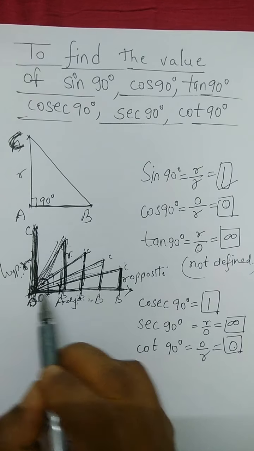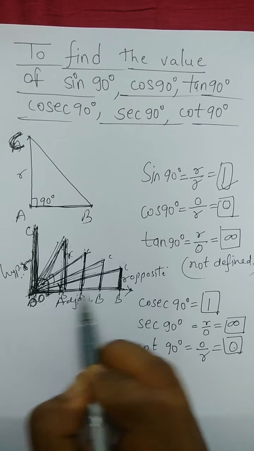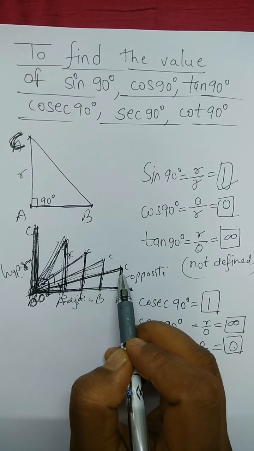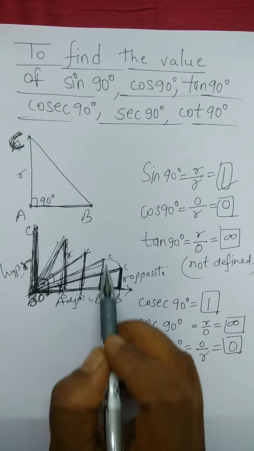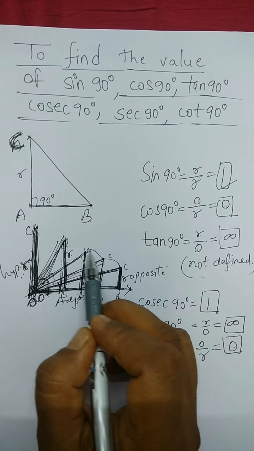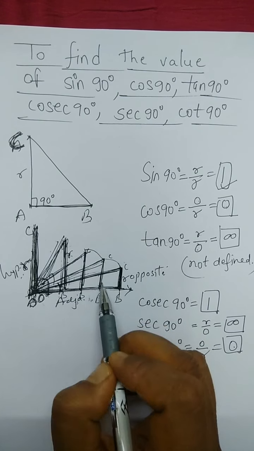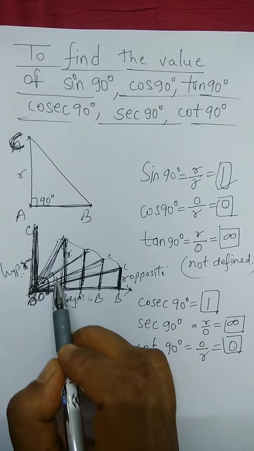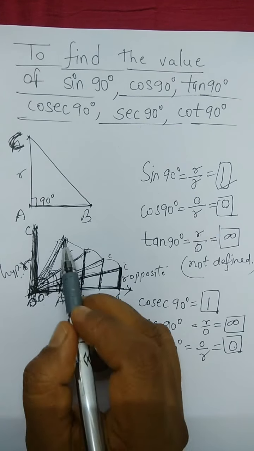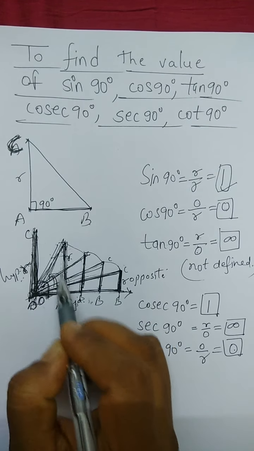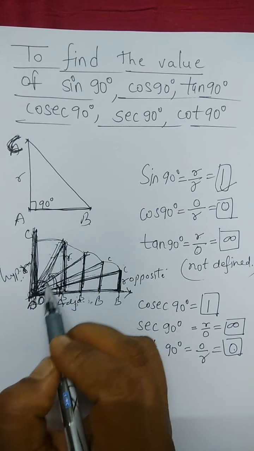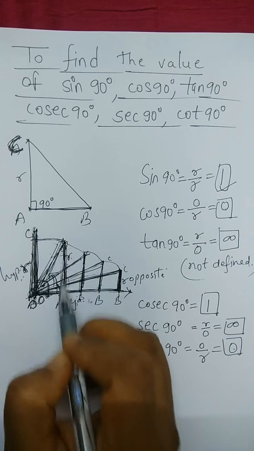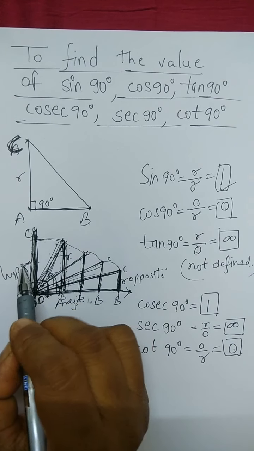Again I will tell you, now suppose this is the triangle we are considering. When the angle is increasing, this line will shift here, and again it will shift here. So this line will shift this side. Again it will shift here because the angle is increasing. Again it will shift to 90 degree. Then this line also will shift here, which means hypotenuse and opposite side both will be coincident.